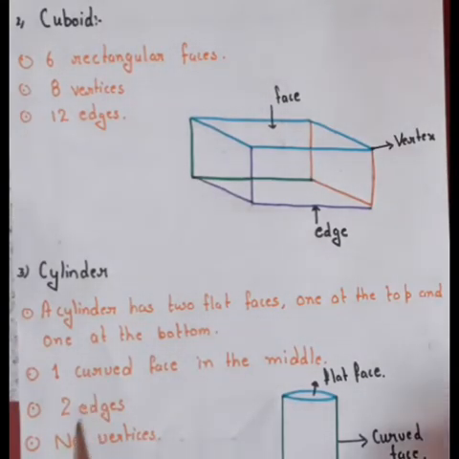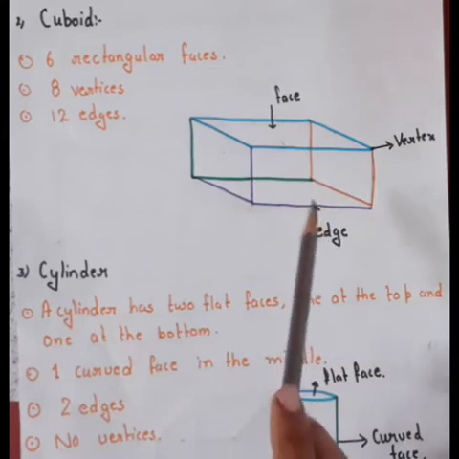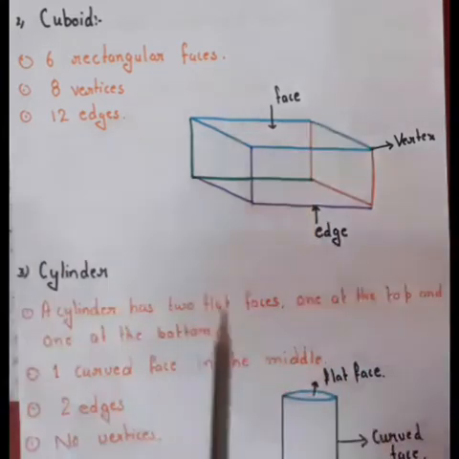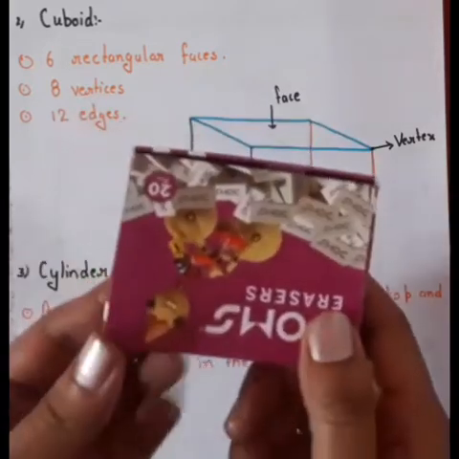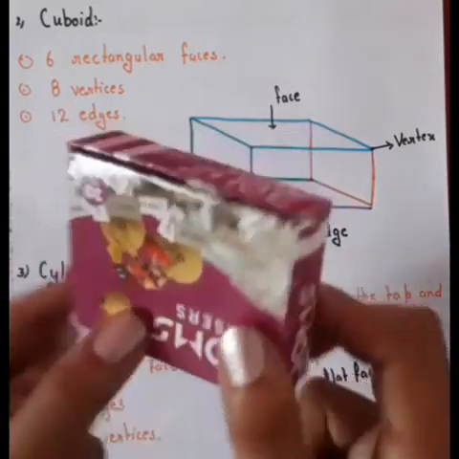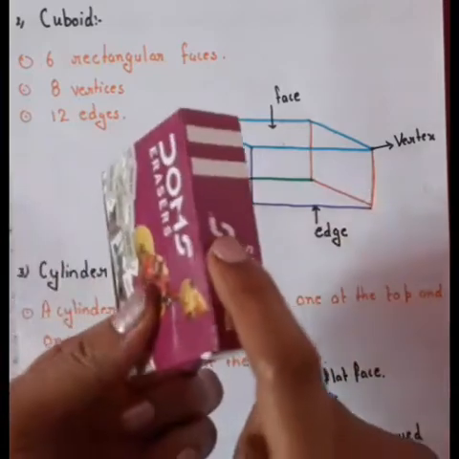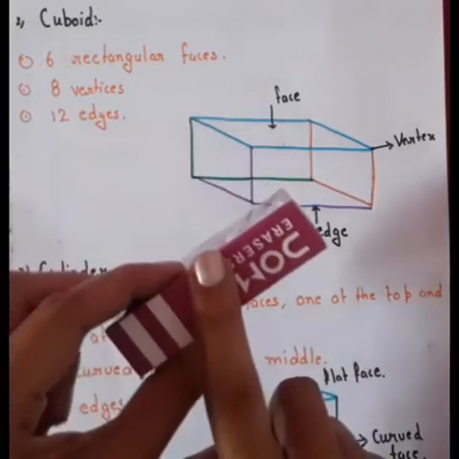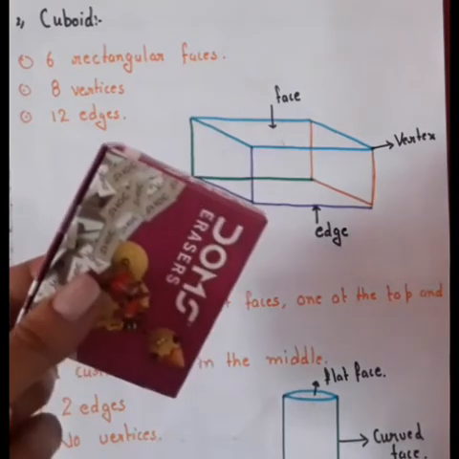Second is your cuboid. So what is a cuboid? I have drawn a cuboid over here, and this is known as your cuboid. You can see how many faces it has: 1, the back one 2, 3, 4, 5 and 6. So a cuboid has 6 rectangular faces.